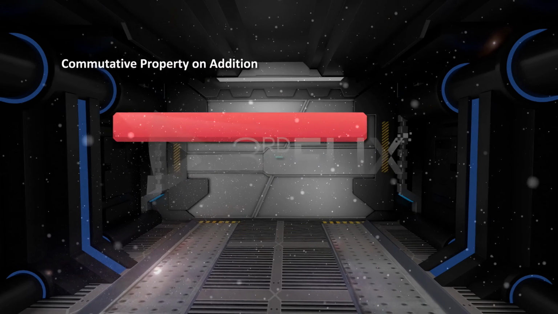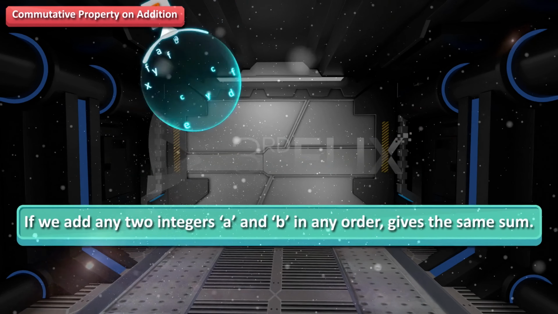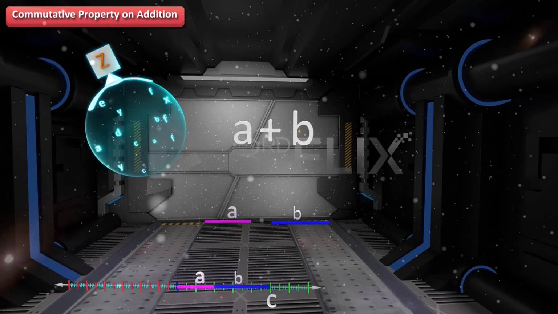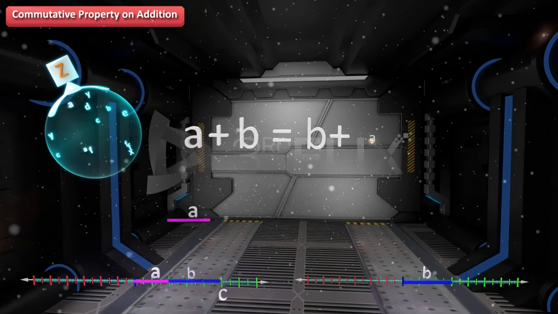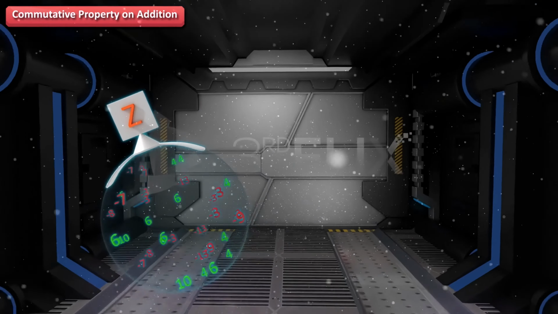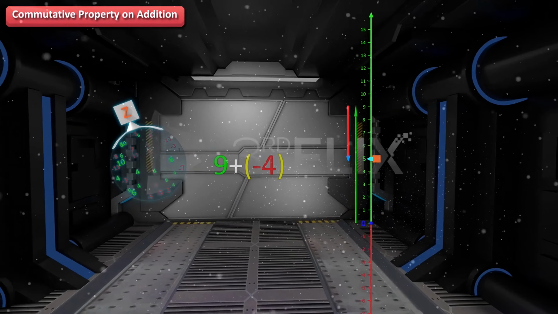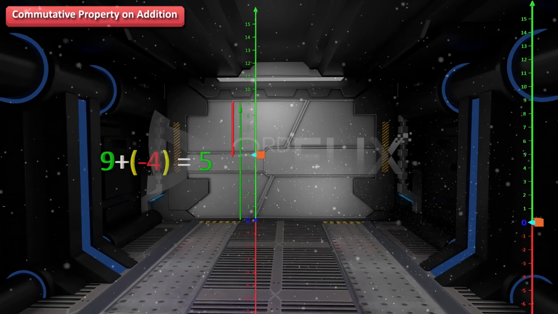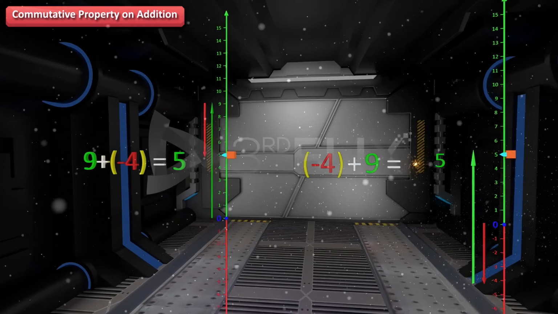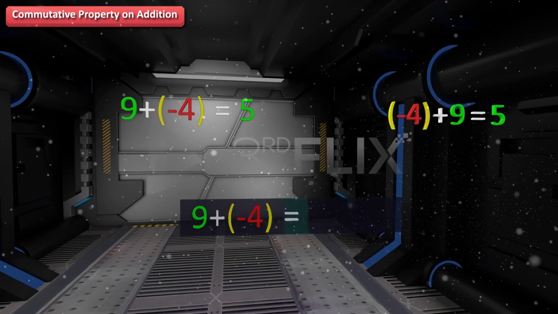Commutative property of addition. If we add any two integers, a and b, in any order, it gives us the same sum. If a and b are any two integers, then a plus b equals b plus a. 9 plus of minus 4 equals 5. Minus 4 plus 9 equals 5. 9 plus of minus 4 equals minus 4 plus 9.